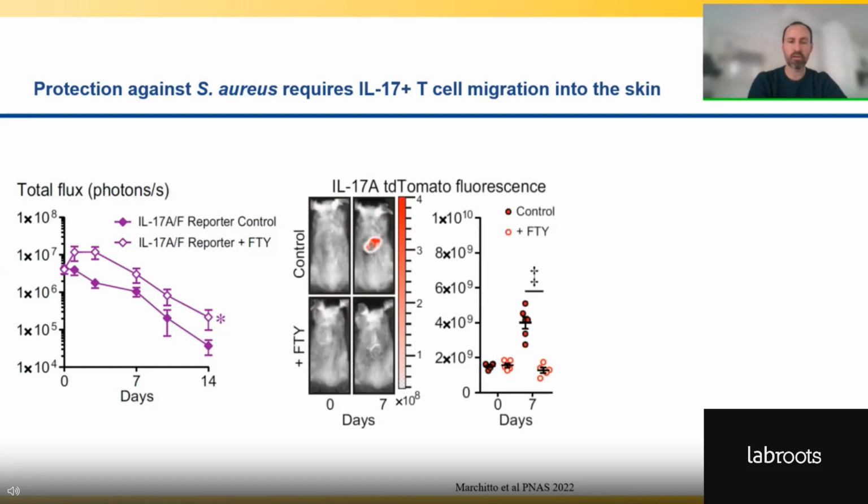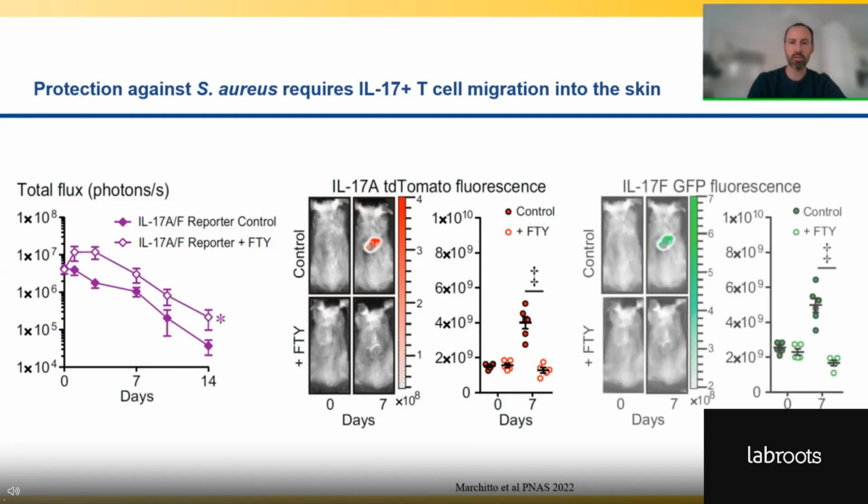However, to take this a step further, we looked at whether this affected the IL-17 expression in the skin. And in fact, we do see a significant reduction in IL-17A expression in mice that were treated with FTY compared to control. We saw a similar pattern with IL-17F, where we see a reduction in mice treated with FTY. This suggested that not only is migration of T cells into the skin important, but this also is important for the IL-17 expression, which is important for host defense in the skin.